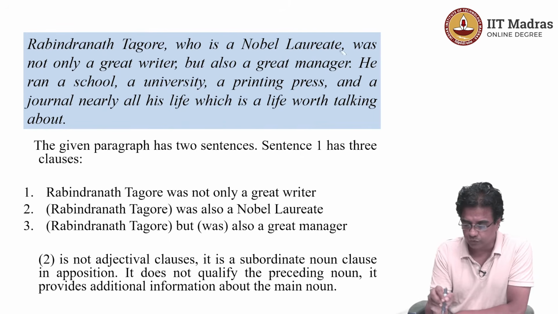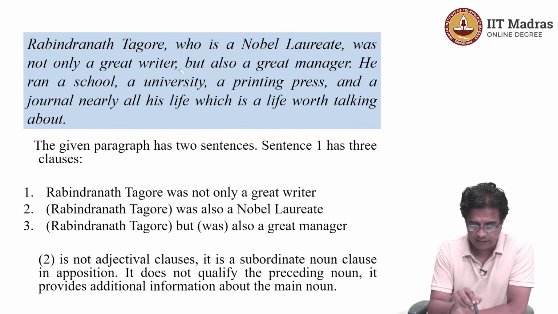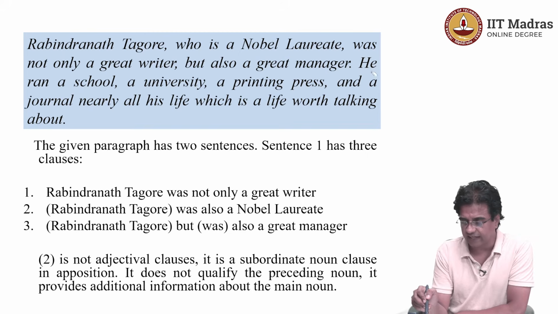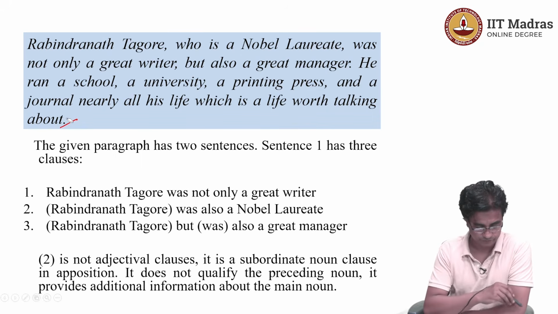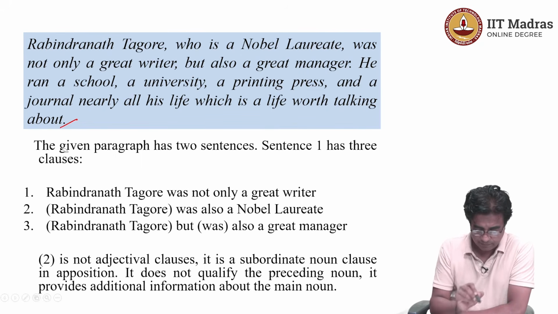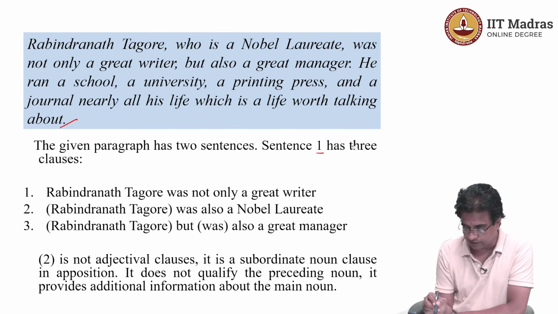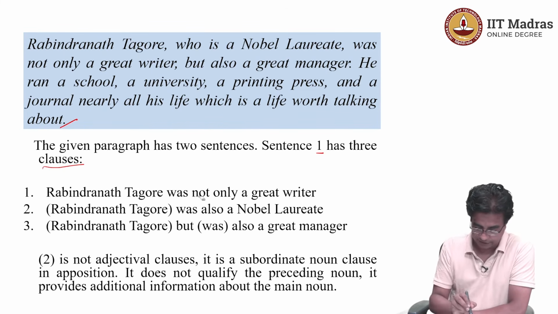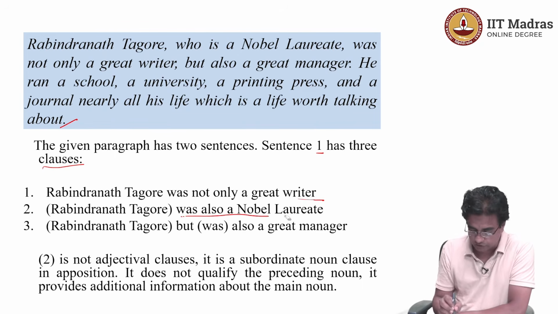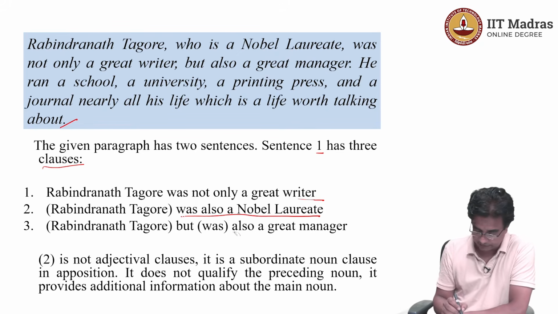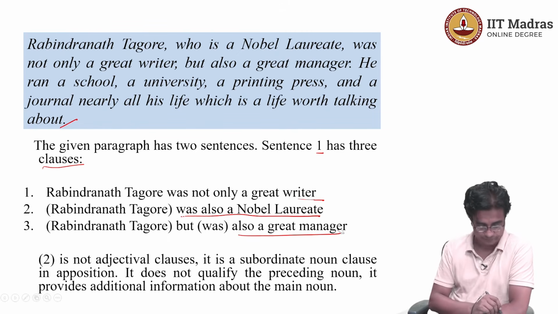Rabindranath Tagore, who was a Nobel laureate, was not only a great writer but also a great manager. He ran a school, a university, a printing press and a journal nearly all his life, which is a life worth talking about. The given paragraph has two sentences. Sentence 1 has three clauses. Rabindranath Tagore was not only a great writer: one clause. He was also a Nobel laureate. Third, was also a great manager.